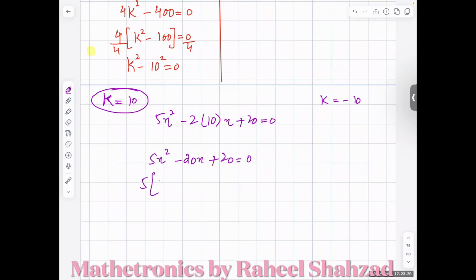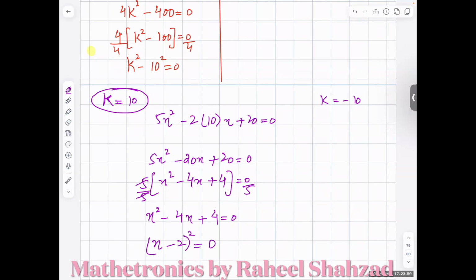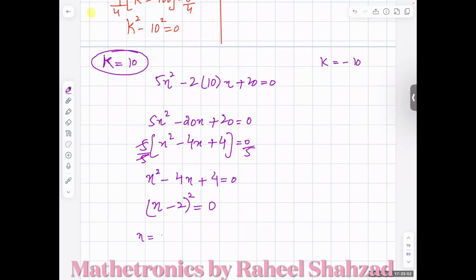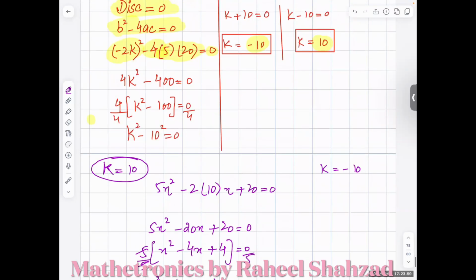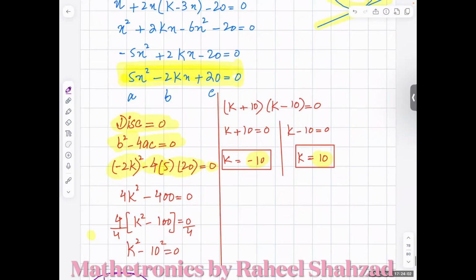We take 5 common, and dividing by 5 on both sides, that makes it x square minus 4x plus 4 is equal to 0. Now we know that this is x minus 2 whole square, right? Making it x equals 2. Okay, now we have x is equal to 2 and k is equal to 10. You go back to the linear equation that was k minus 3x.